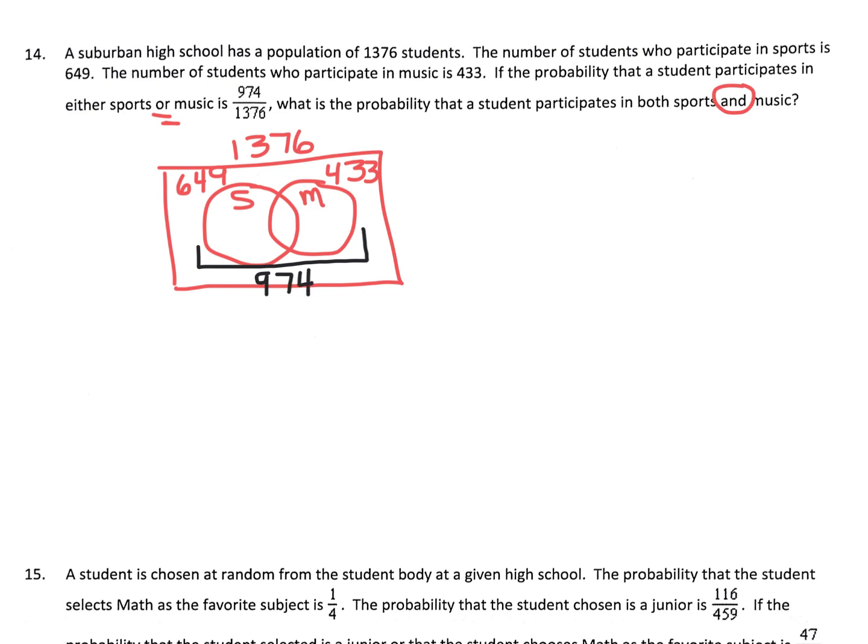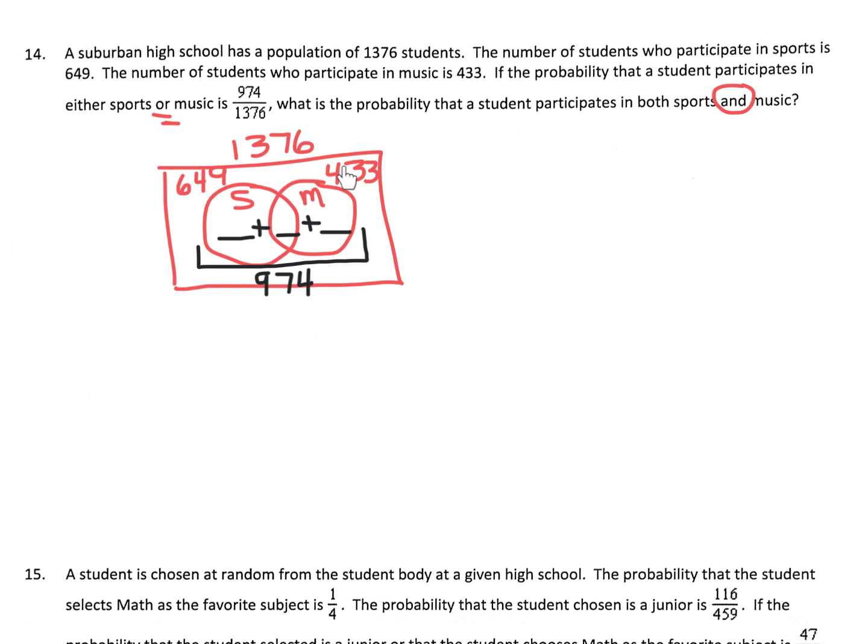Okay, so here's the deal. Basically, this plus this plus this is supposed to equal 974. Now, we don't know any of the numbers within the circle. But think about it. If you know these 2 numbers on top, if we were to add these 2 numbers, shouldn't it add up to more than 974? Because whatever number is in the and spot in the middle is accounted for within the 649 as well as within the 433.